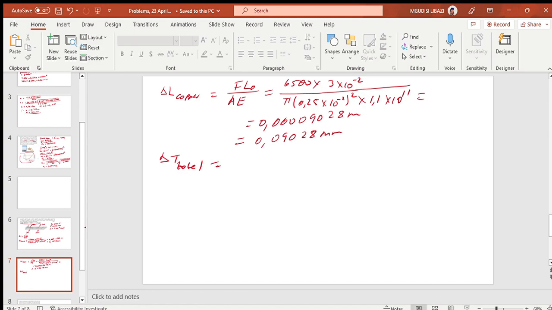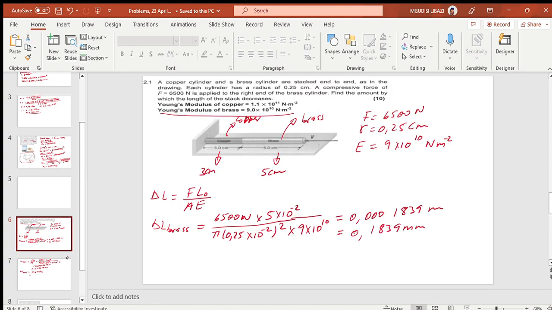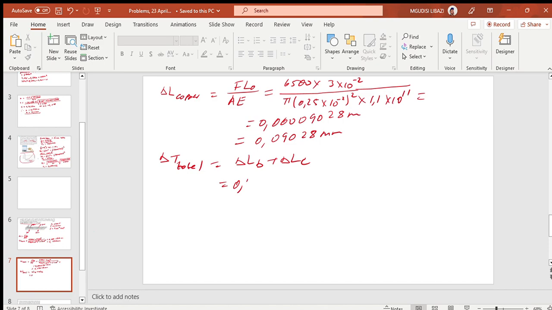So now the total change in length will be equal to the change in length of the brass plus the change in length of copper. The brass was 0.1839, plus 0.09028, so that's going to be 0.27418 millimeters. So that is the total change in length of those two.